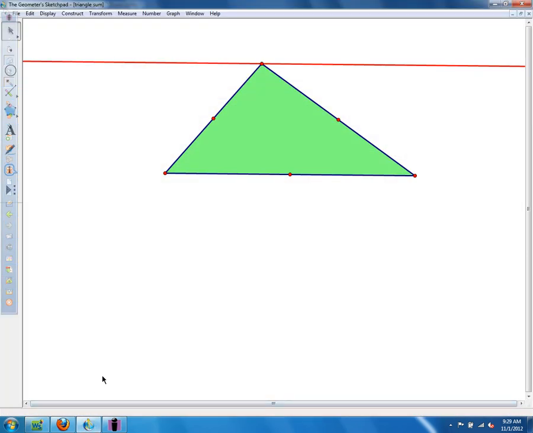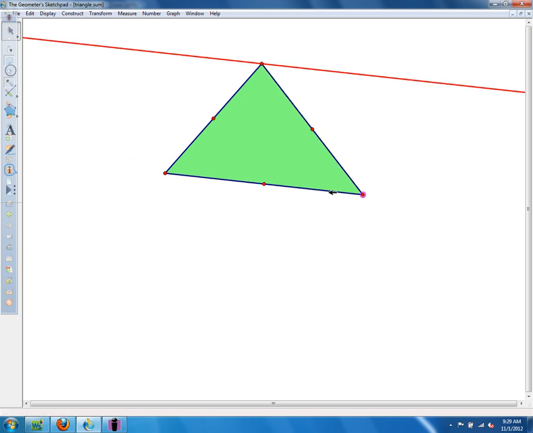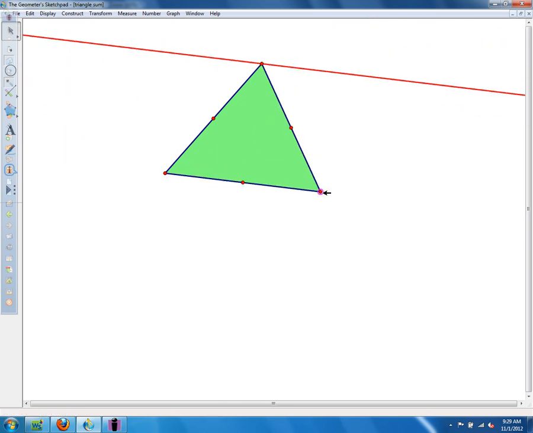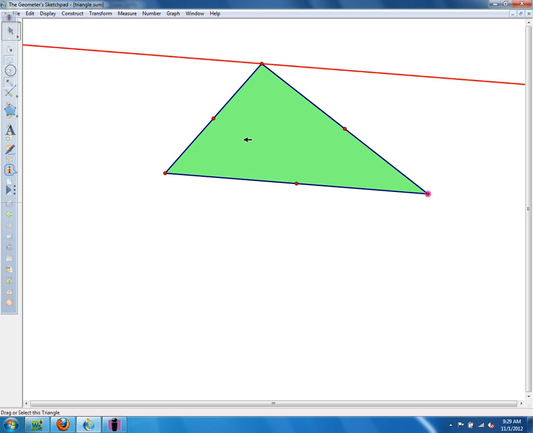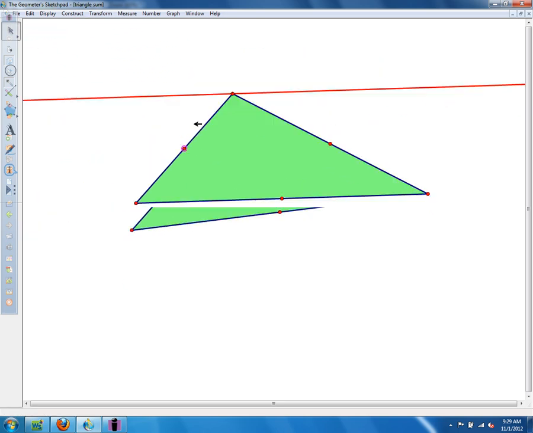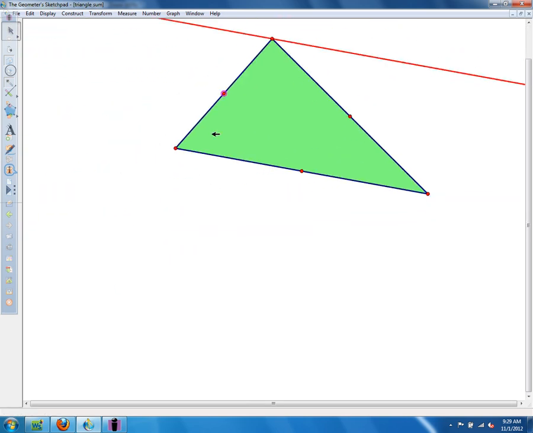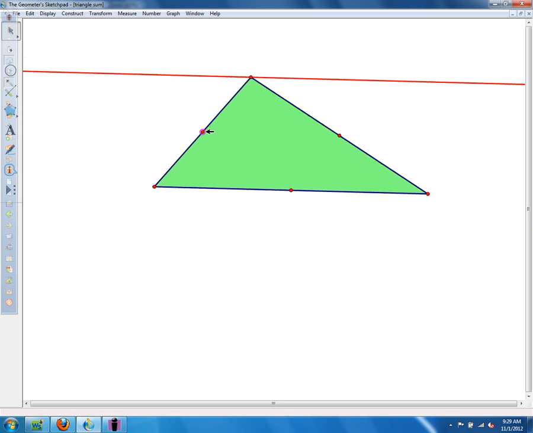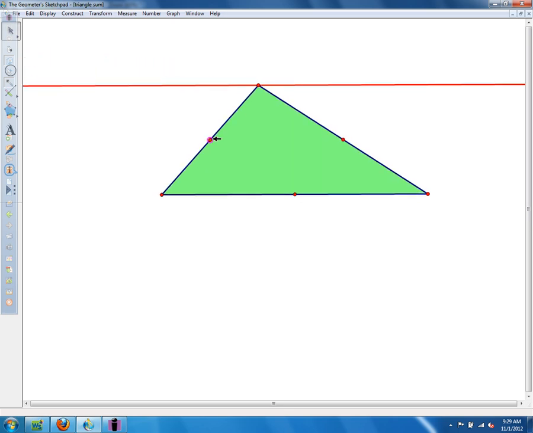So here's my demonstration. This is in Geometry Sketchpad. What I've done is I made it so that this red line up here is parallel to the base of the triangle. So no matter what I do to the triangle, that red line stays parallel to the base. I can move the triangle around however I want, and that red line stays parallel to the base. So that's how I constructed this demonstration.